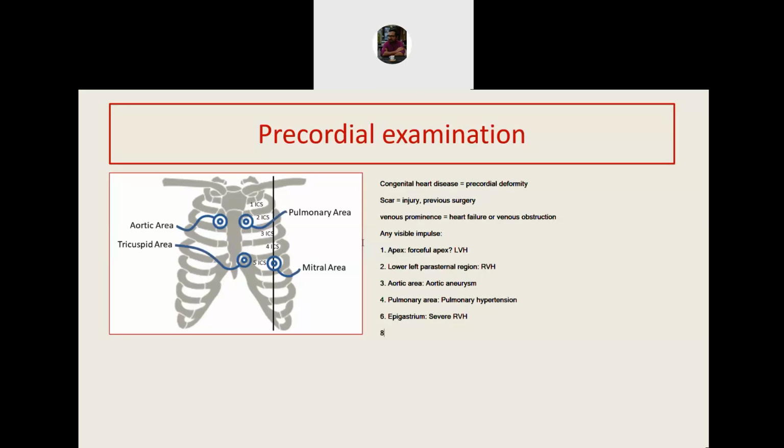Look into the interscapular area, that is in between the two scapulae, and you may find an impulse there in case of aneurysm of descending aorta. As the aorta is going down, if it is dilated abnormally, it will show a pulsation there. So these are some of the common areas where you can look for visible pulsation. Wherever you can get a visible pulsation, you will also get a palpable pulsation.